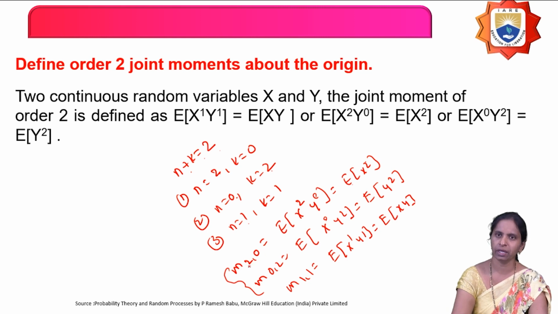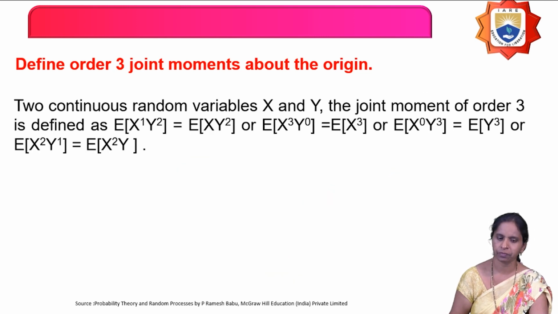If n equals 2 and k equals 0, that gives the mean square value of random variable x. If n equals 0 and k equals 2, that gives the mean square value of random variable y. If n is 1 and k is 1, it is nothing but expectation of xy, which is actually called the correlation between the two random variables x and y.